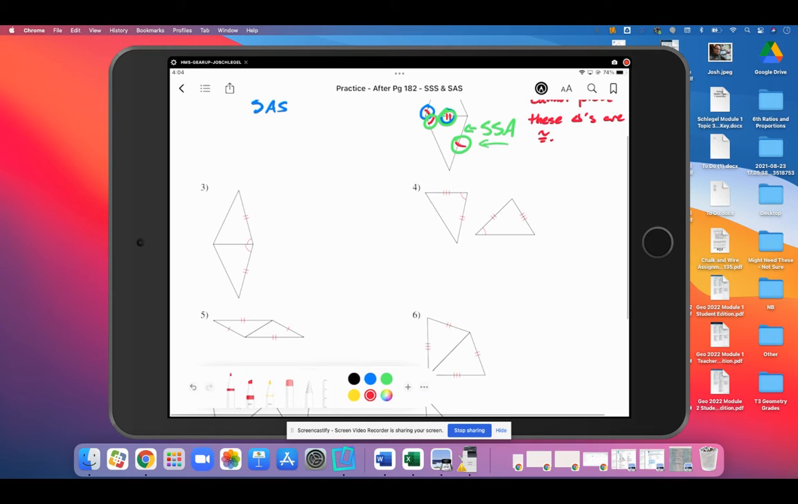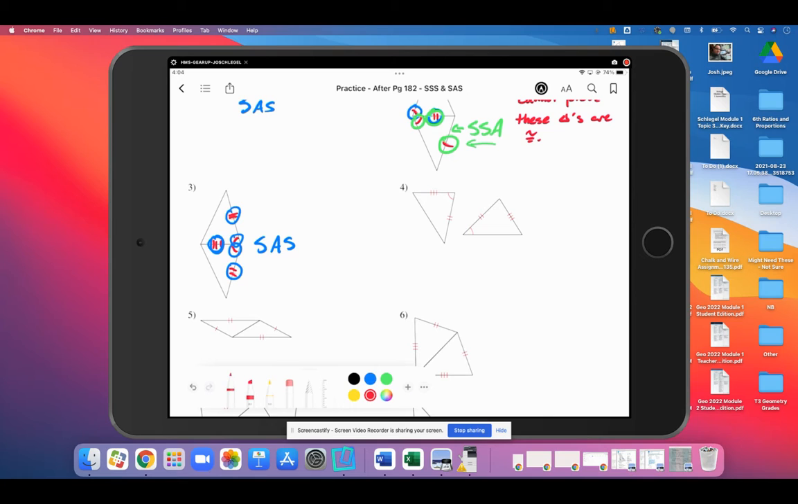Number 3, we do have that this side and this side are congruent, this angle and this angle, and both of these triangles share this side. So if I follow through again with side, angle, side, I have side, angle, side in the top triangle. I have side, angle, side in the bottom triangle. So these triangles are congruent by side, angle, side.